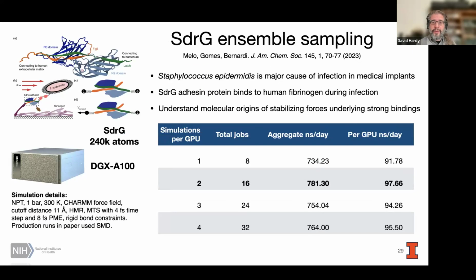Here we had another example. This is actually published work by Raphael Bernardi's lab. And so here we're showing a much larger system. It's 240,000 atoms, and we see that you can't just keep adding simulations per GPU. You'll get to the point where you're overloading the GPU to the extent that you're just not getting a performance gain anymore. You kind of flatten out on top. And so we found that the sweet spot for this with current versions of NAMD was two simulations per GPU.